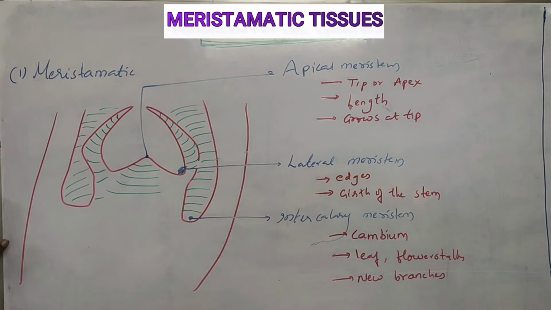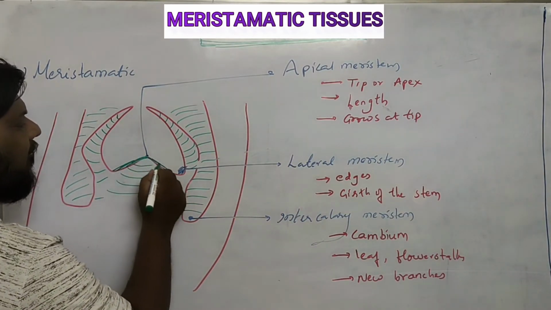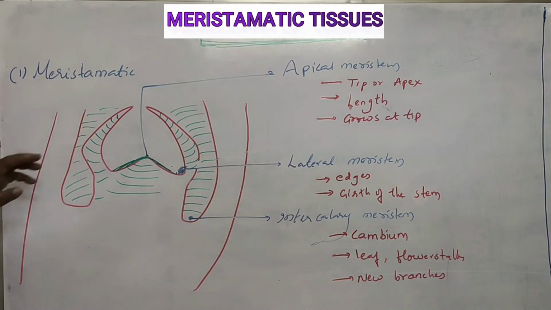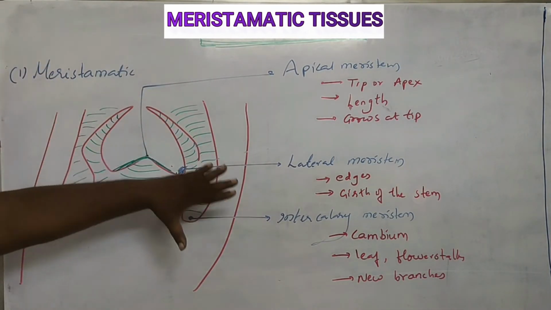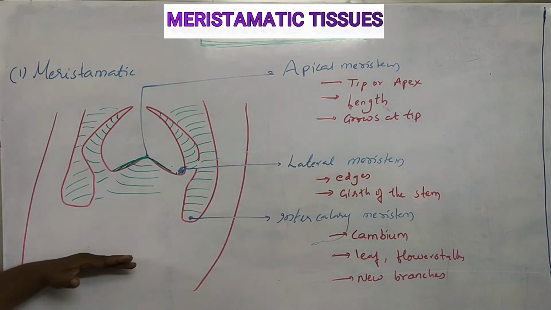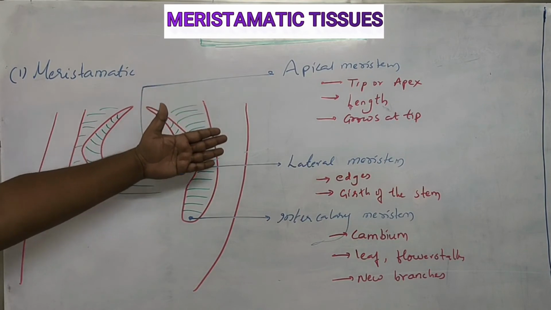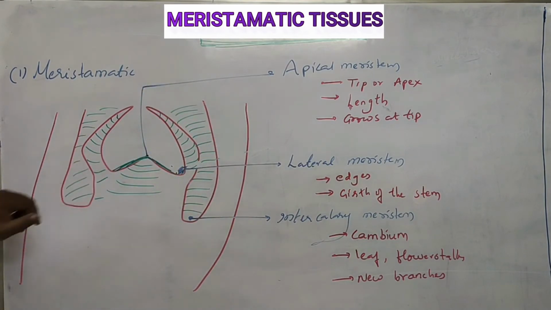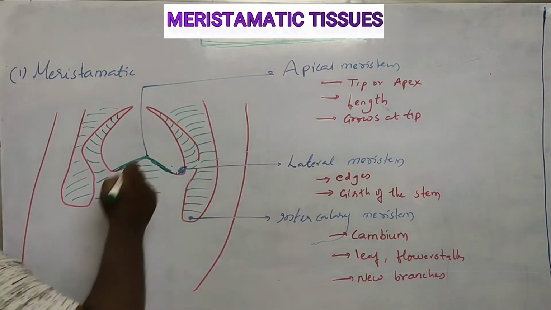Now this particular part you can see here, this particular part which I am highlighting now, this one is called the apical meristem. In the meristematic tissue, we have drawn a diagram of the tip of the stem. Out of that, we are making sure of the different parts which are present in that. The first part is the apical meristem. The part which I am highlighting is the apical meristem.